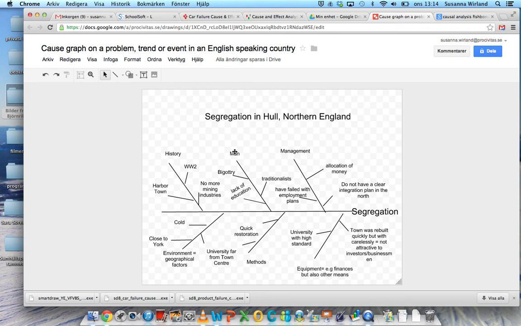Now it is your turn to do the same thing. What you do is open a Google graph, and you name your graph "Causes of a problem, trend, or event in an English-speaking country." You put in your headline, you write your problem over here, you make a fishbone diagram, and you use the same problem causes as I have: history, man, management, environment, method, and equipment. Then you see what you can find, and then you share that with us next week.